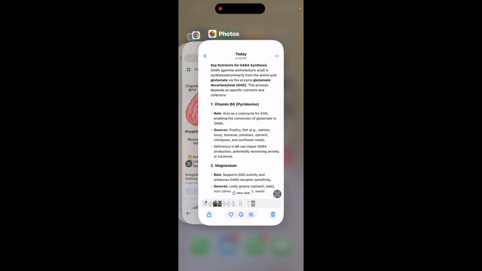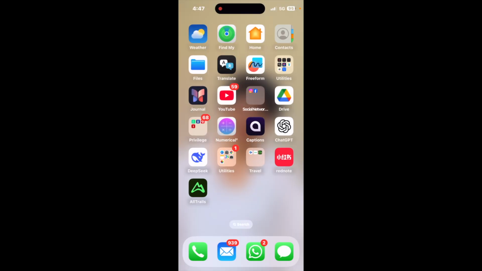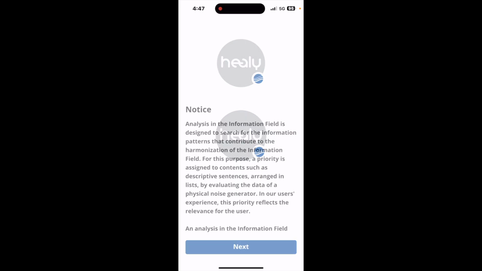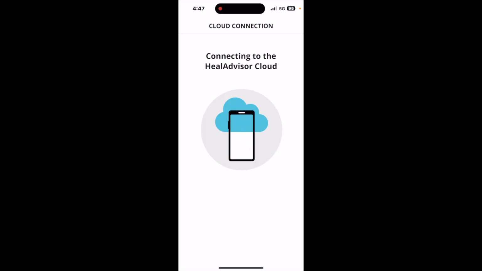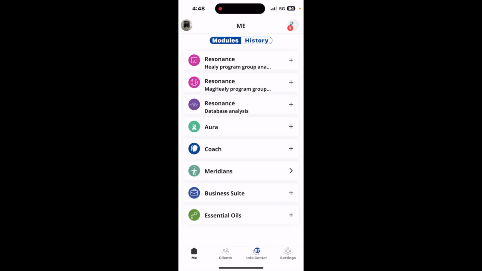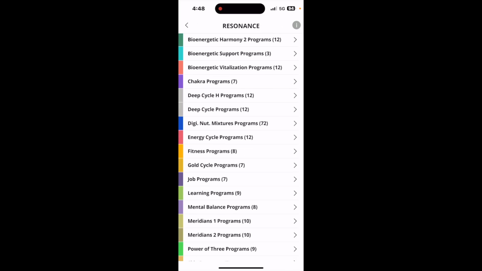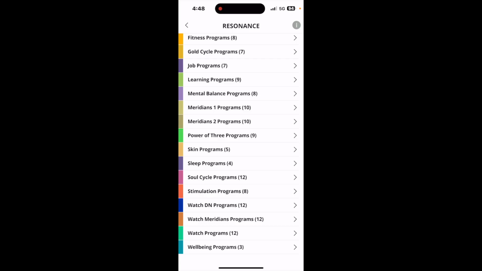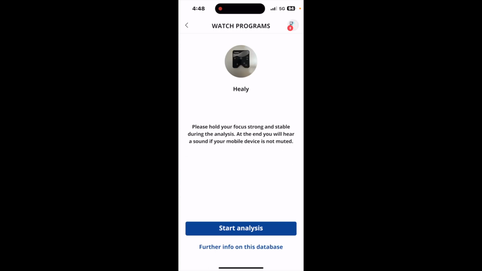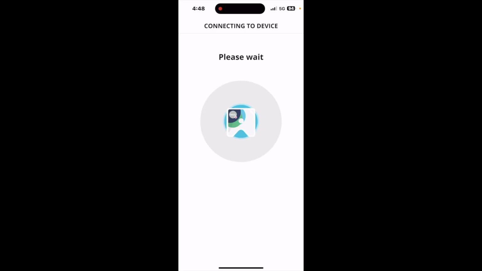Next I want to go to the blue app, because there are programs for watch. Under resonance analysis, at the bottom here, there is this watch DN and watch program. I'll just do an analysis to show you that there is something here, just to see whether the person has tension and all that.